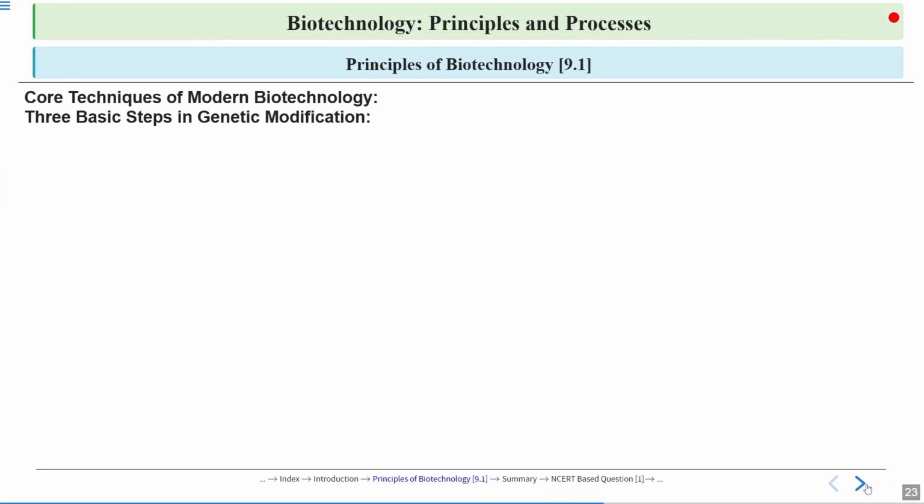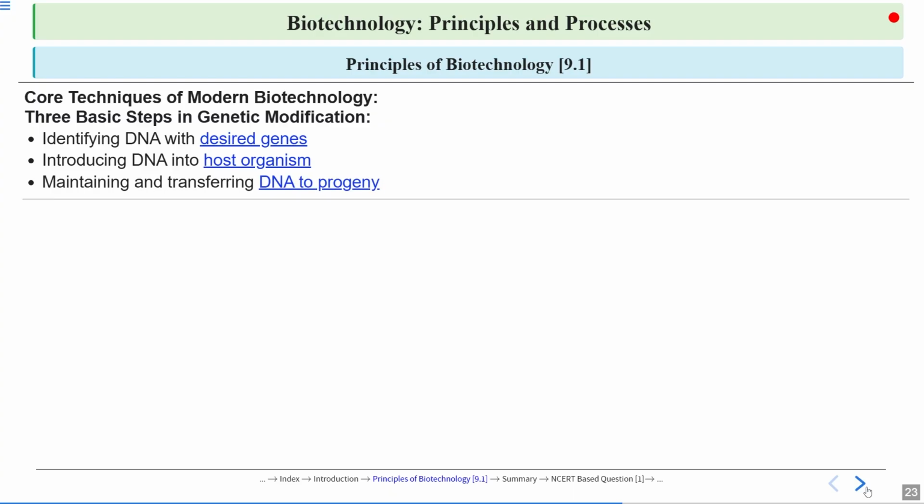Okay. So now this recombinant DNA got ready. What are the three basic steps in genetic modification? First, we have to identify DNA with the desired gene. In the previous case, it was the antibiotic resistance gene. Then we have to introduce that DNA into the host organism. Definitely, after making the recombinant gene, we have to introduce it into the host organism for replication and all. And then we have to make sure of the maintenance and transfer of DNA to its progeny. Otherwise, there is no benefit. Okay.